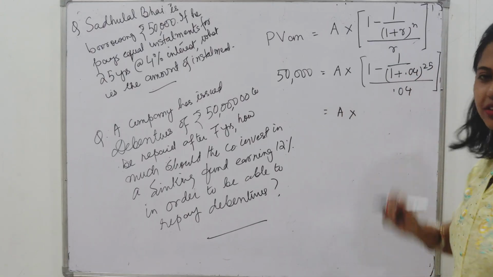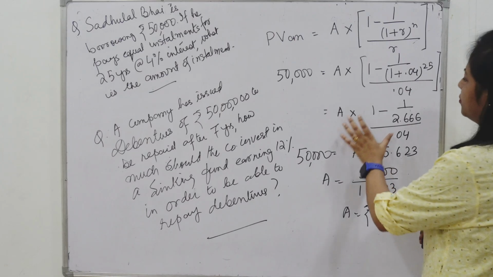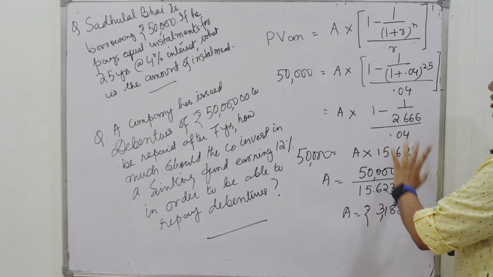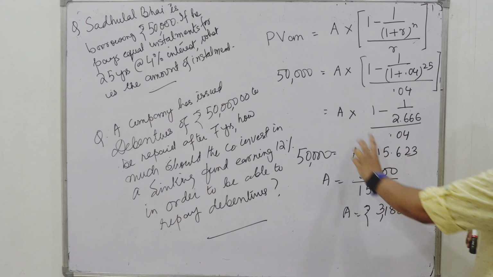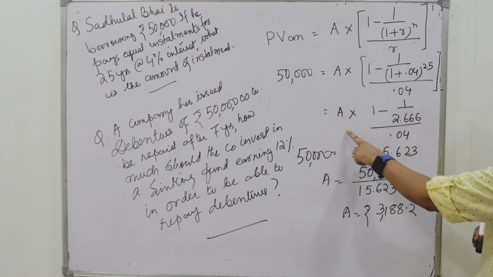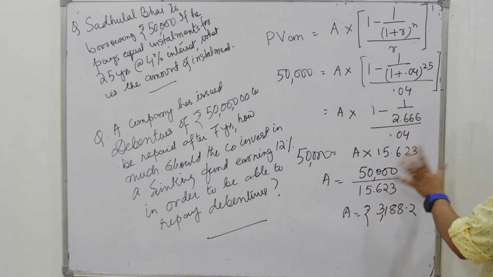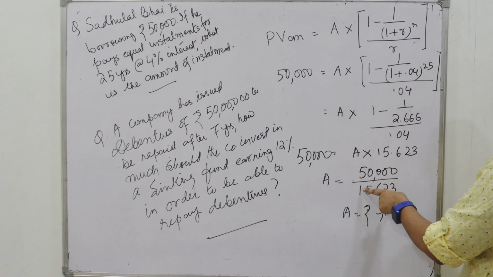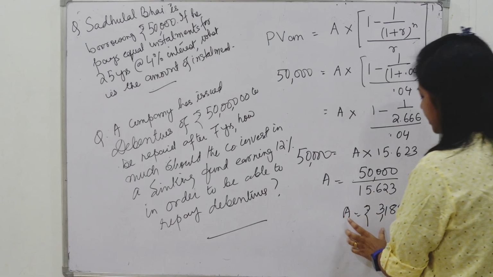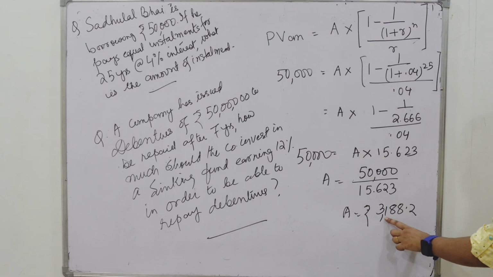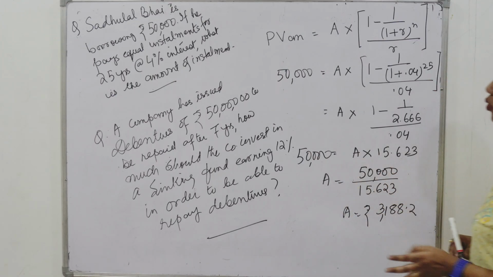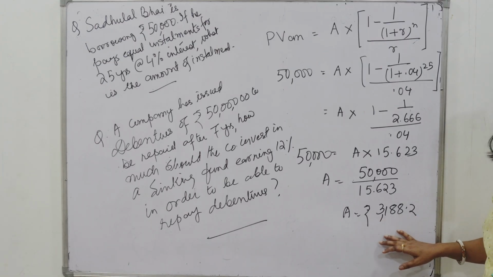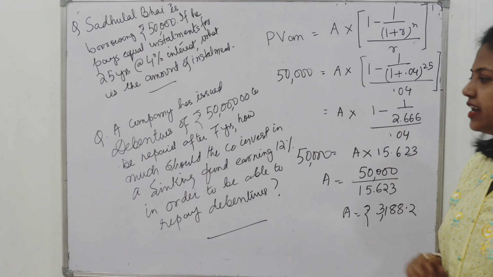So let's solve this part. So friends, what we are doing, we are putting the respective values. Everything is known to us, but the only thing not known is the A value, that is the amount of installments, annuity. After solving, we get the factor 15.623. So remember, this annuity factor is 15.623. So ultimately he has to make the installments of 3,188.2 to repay the 50,000 loan per year for 25 years. Okay, per year he has to pay this much for 25 years. Okay, let's take up the next.